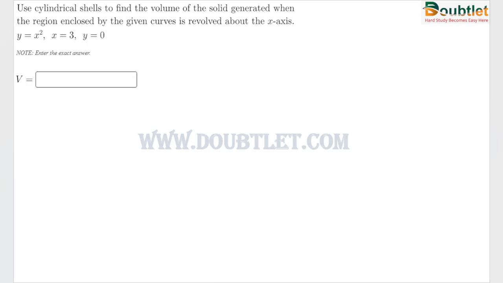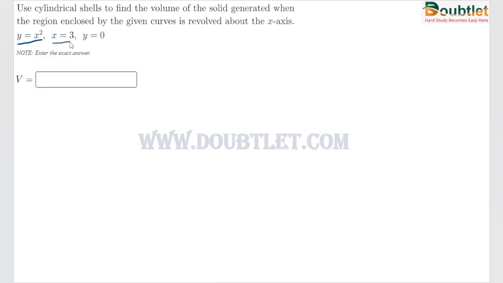In this video, we are going to find out the volume of the solid generated when the region enclosed by the given curves is rotated around the x-axis by using the cylindrical shell method. So first of all, we have to see that y is equal to x square. This curve is a parabola.